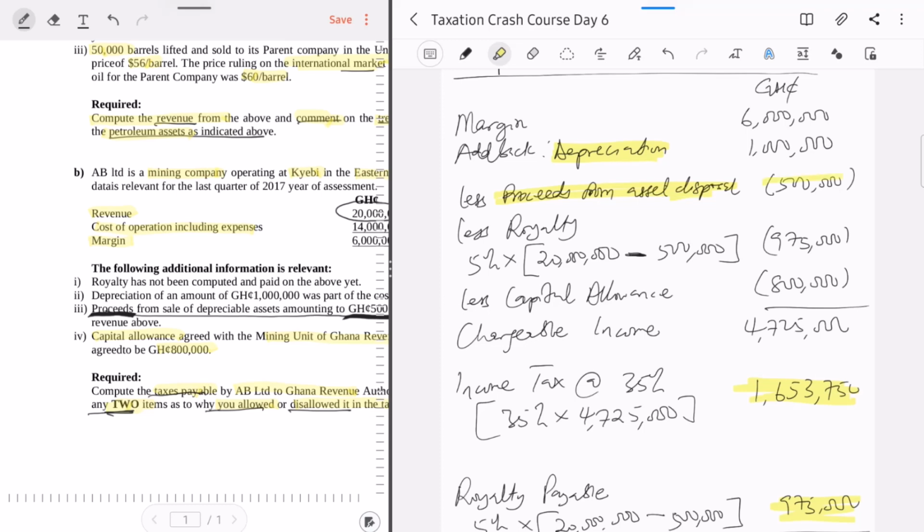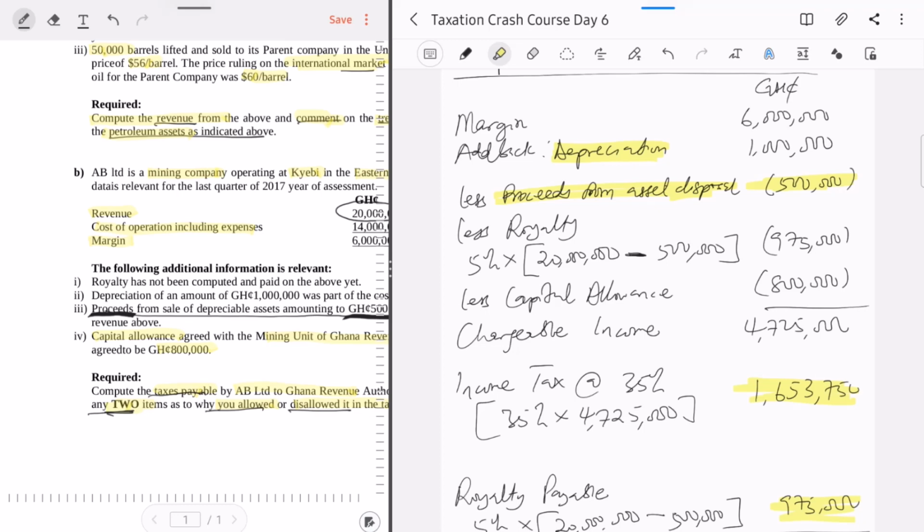Then proceeds from asset disposal. Why am I deducting it? The law says that petroleum operations are allowed to add the gross proceeds or the gross consideration received as part of their revenue. For mining companies, it is not the gross they must add. It must be the consideration received less any written down value. So that's essentially the gain on disposal. So I have to deduct that as well. And I've done mine too.